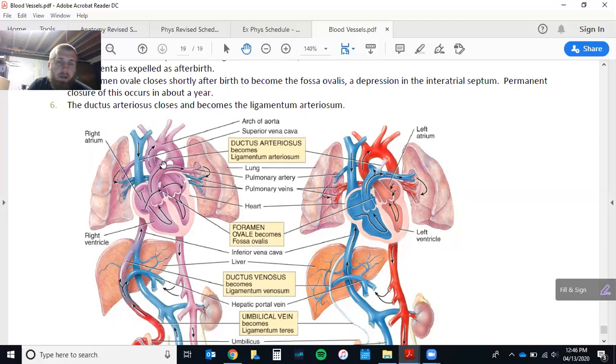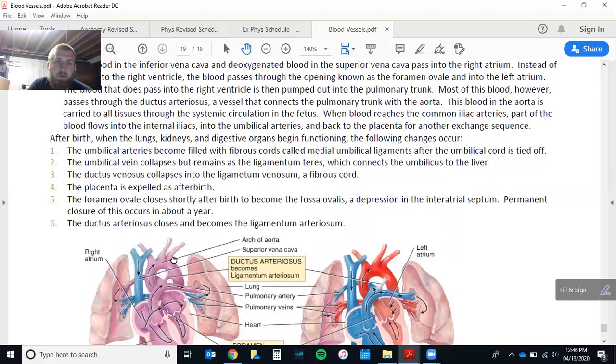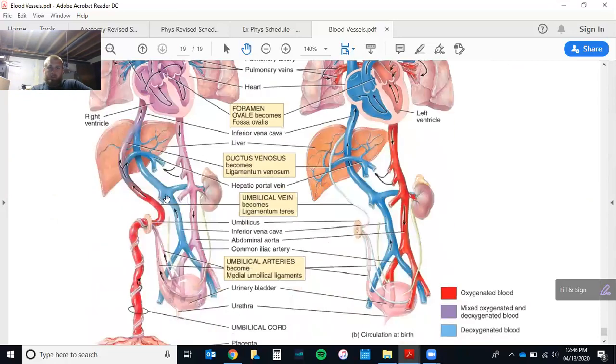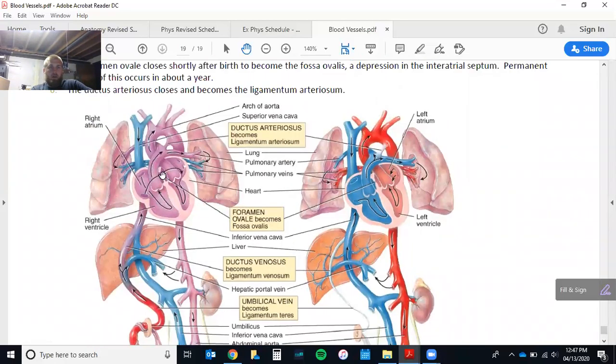But remember, there's another lung bypass, what we call the ductus arteriosus, okay, that connects the pulmonary trunk to the aorta. Okay. So most of this blood, however, passes through the ductus arteriosus, the vessel that connects the pulmonary trunk with the aorta. This blood in the aorta is carried to all tissues of the systemic circulation of the fetus. When blood reaches the common iliac arteries, part of the blood flows into the internal iliacs, then into the umbilical arteries, and then back to the placenta for another exchange, which we're showing right here and what we kind of started with.